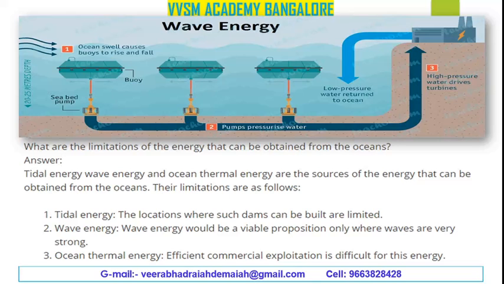These waves carry a lot of energy. They are called tidal energy, ebbs and tides. Tidal energy, wave energy, and ocean thermal energy. What is thermal energy? Thermo means heat. How will you get the heat? You will get heat from the sun. That is solar energy again. So therefore, my dear friends, tidal energy, wave energy and ocean thermal energy are the sources of energy that can be obtained from the oceans.